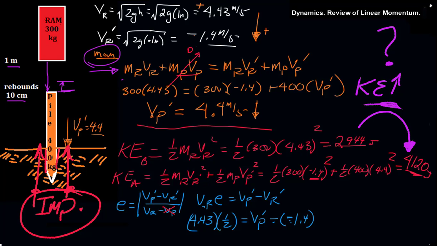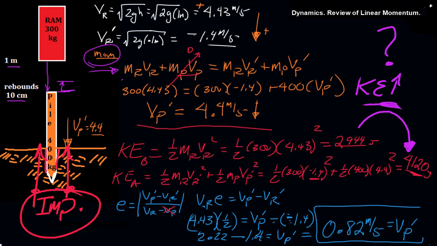And from here we'll get 2.22 minus, this becomes positive and comes over subtraction, 1.4 is equal to v_p prime, which will be 0.82 meters per second after the event. And that is our best approximation for a correct answer.